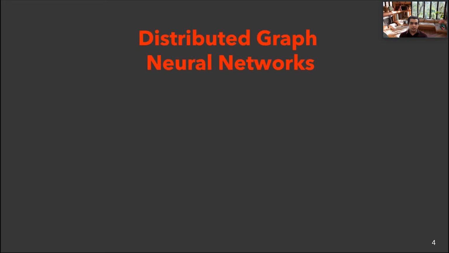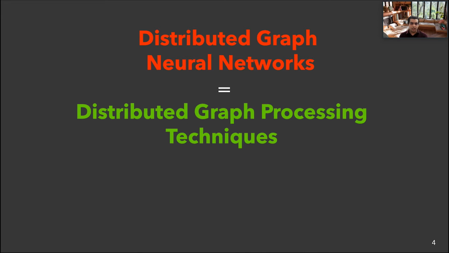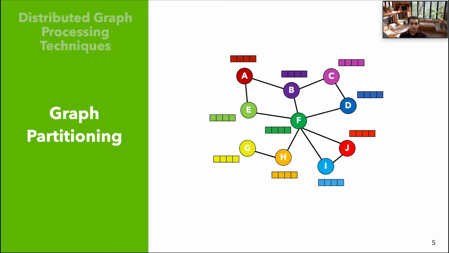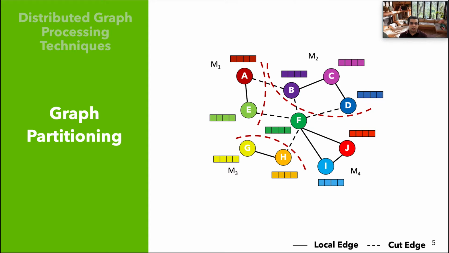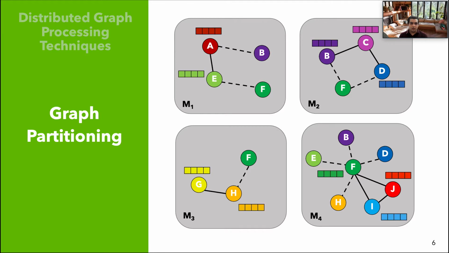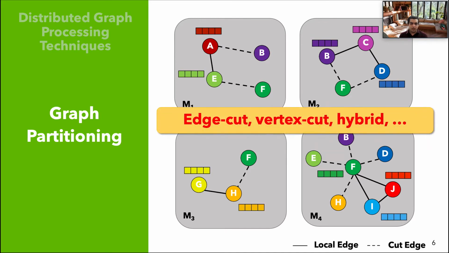Today, frameworks that support distributed training of GNNs combine distributed graph processing techniques with techniques designed for distributed training of neural networks. Specifically, they use distributed graph processing techniques to store a large input graph across multiple machines. A partitioner is used to cut the input graph into several disjoint subgraphs. Each machine holds one such subgraph and node features for local nodes. Graph processing literature consists of many partitioning schemes. Some optimize computation while others optimize communication.